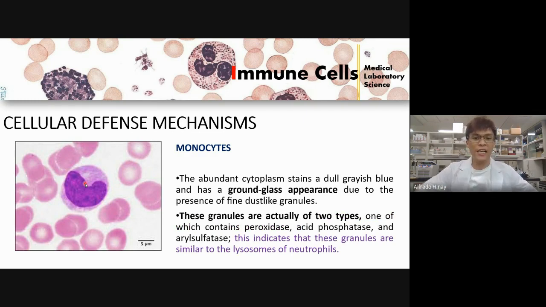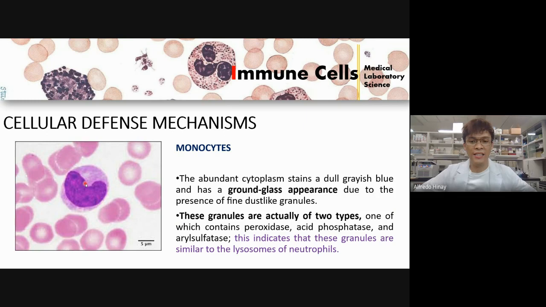The abundant cytoplasm stains a dull grayish blue and has a ground glass appearance. Take note of this one, class. It usually comes out in the board exam. Ground glass appearance is due to the presence of fine dust-like granules. They are still granulated, class, but we just don't really see them. These granules are actually of two types, containing peroxidase, acid phosphatase, and aryl sulfatase. Again, aryl sulfatase is a good enzyme for Mycobacterium tuberculosis.